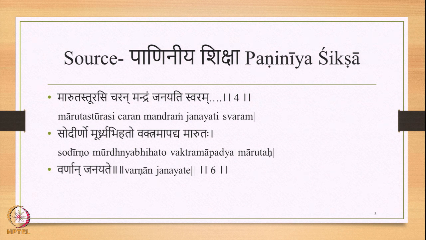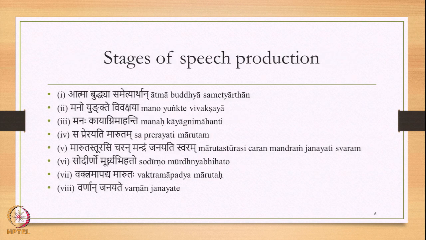These are the verses, and then we analyzed these verses and said that these are the stages of speech production described in them, and they are enlisted on this slide. There are 8 stages. Atma Buddhya Samethyarthan is the first one, Mano Yungte Vivakshaya the second one, Manah Kayagni Mahanti the third one, then comes Saprerayati Marutam the fourth, fifth is Marutas Turasi Charam Mandram Janayati Swaram, the sixth is Sodirno Murdhnyabhihato, seventh is Vaktram Apadya Marutah, and lastly you have Varnan Janayate.